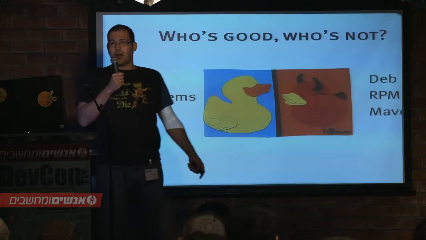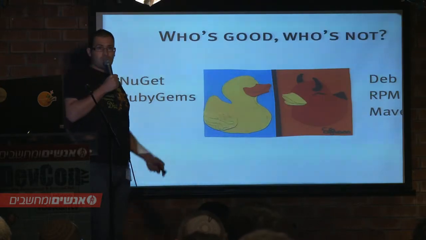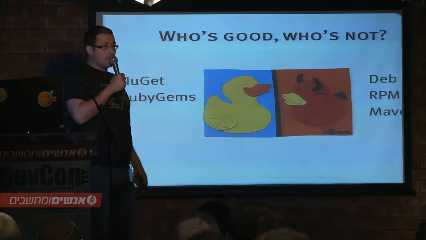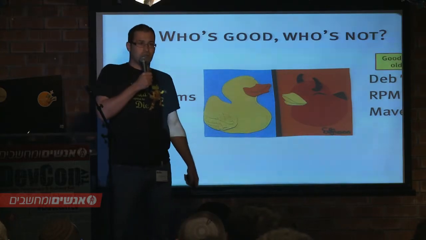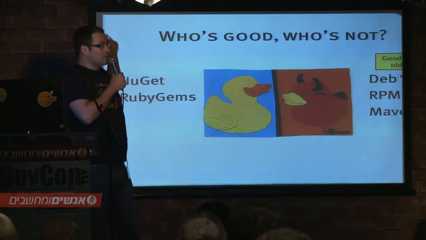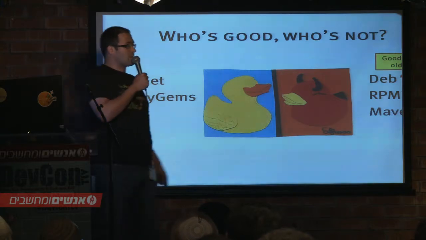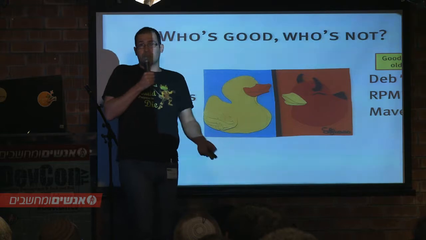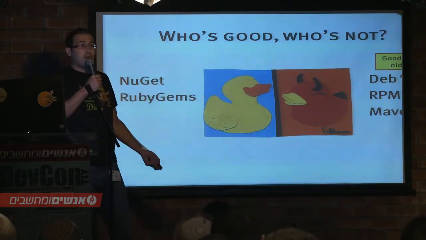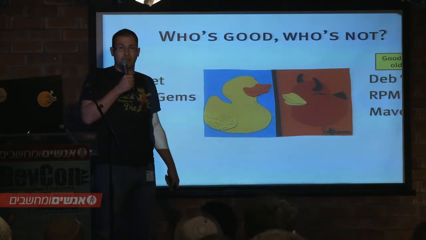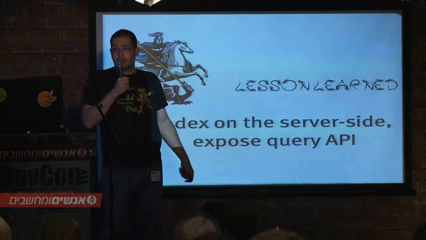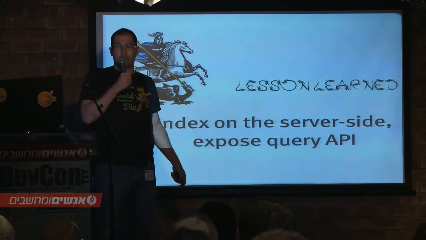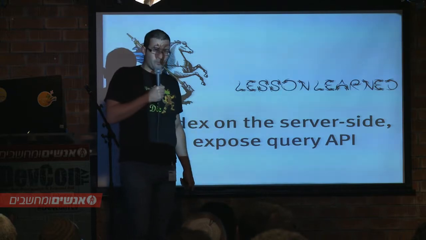They're not alone. There are other packaging systems which use downloadable indexes, like Debian and RPM. They have a good excuse. They are old. They go back to the times when the machines were big and slow. But modern systems like NuGet and RubyGems and many others manage fine without index download, and that's the lesson. The index should be on the server side, exposed in a query API in real time.